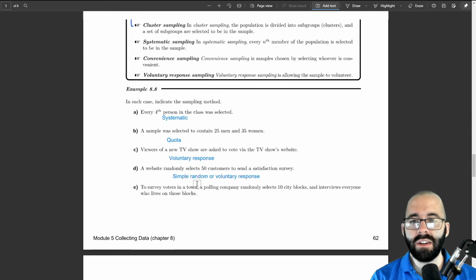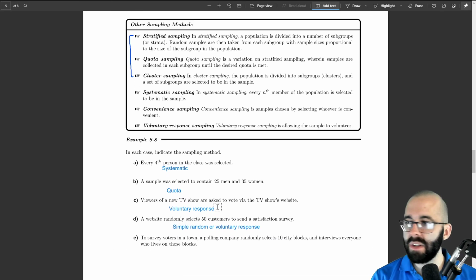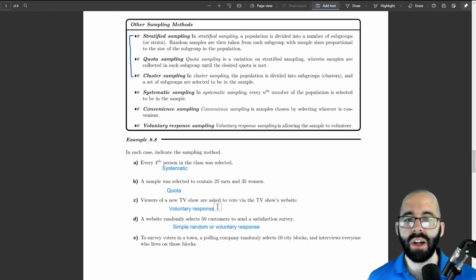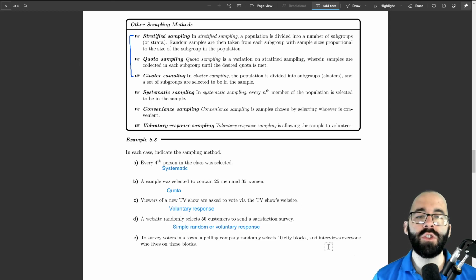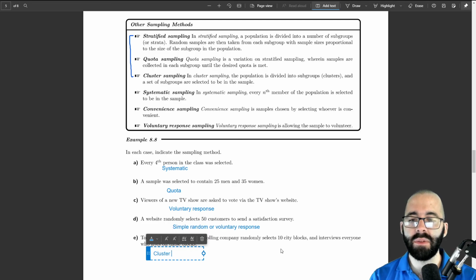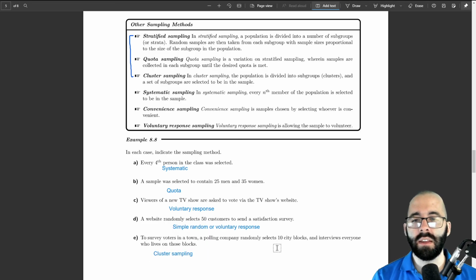And the last one is, we're curious about voters in a town. So this polling company is randomly selecting 10 city blocks, and it interviews everyone on those blocks. Okay. So there are groups. The groups is what block do you live on? And we're choosing everyone in those chosen groups. That's going to be cluster sampling.